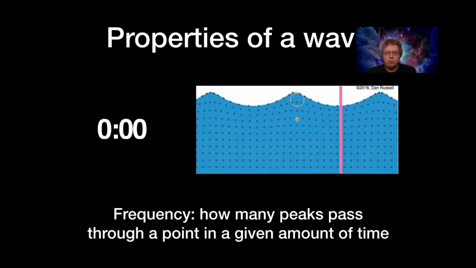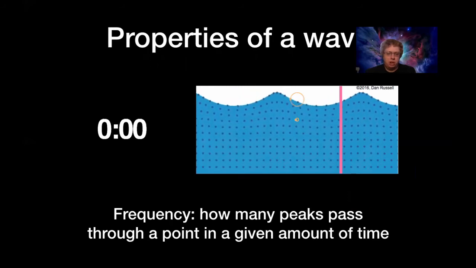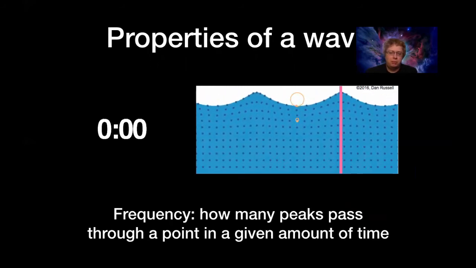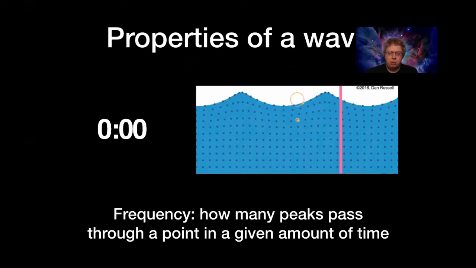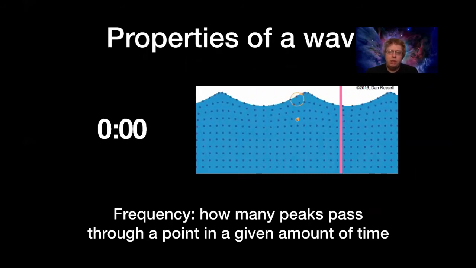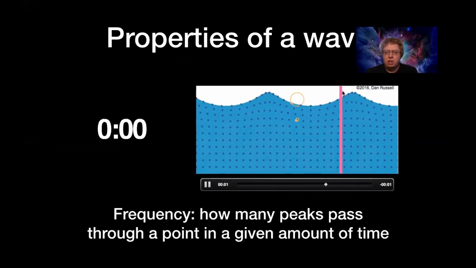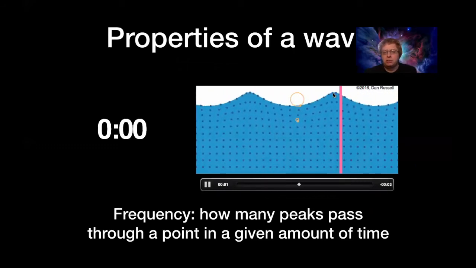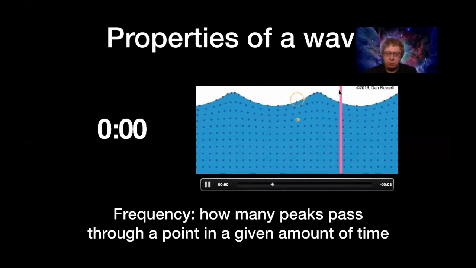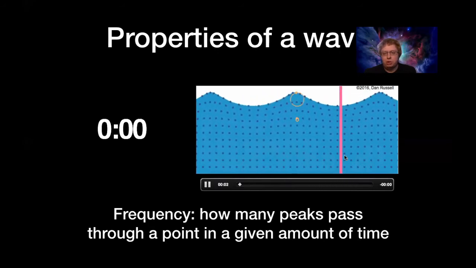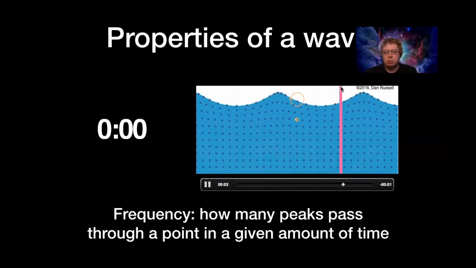The third property of a wave that we were going to talk about is its frequency. This is a little bit more tricky to measure. And the way you measure the frequency of a wave is you see how often a peak or a trough travels through a certain point. So what I've done here is I've marked a certain point in this wave with this pink line.